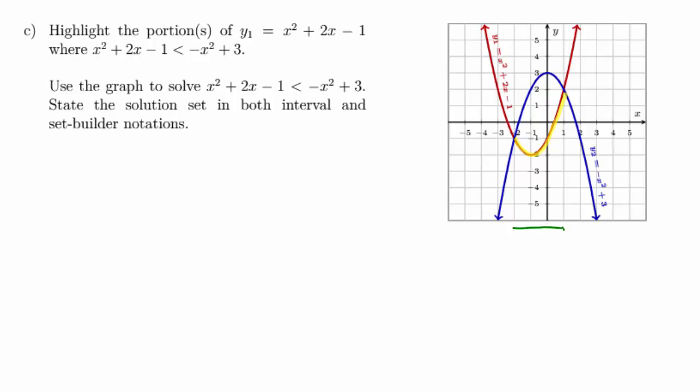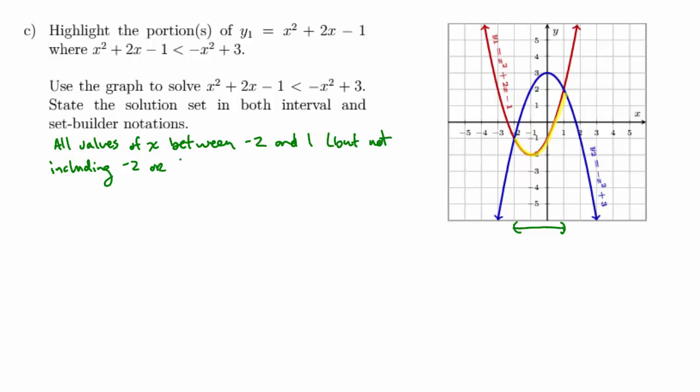And one other thing we want to note is that we want strictly less than. So at negative 2 and 1, we determined they're equal. So we want everything between negative 2 and 1, but not including negative 2 or 1. So all values of x between negative 2 and 1, but not including negative 2 or 1, make this inequality true.